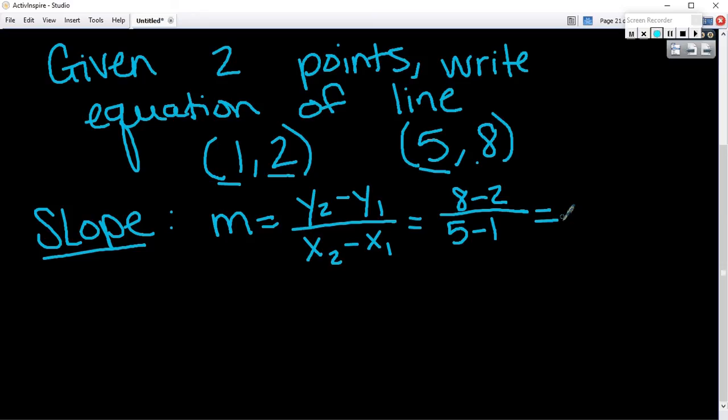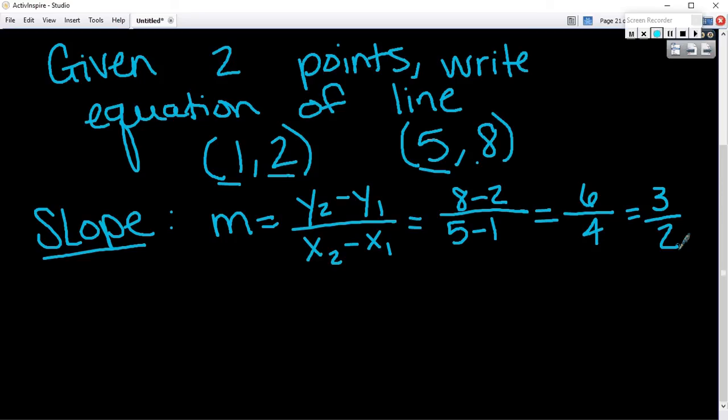8 minus 2 is 6. 5 minus 1 is 4, and if I reduce that, I get 3 over 2. So that's telling me that I'm going to go up 3 and to the right 2. Okay. That's not enough for an equation though, right?